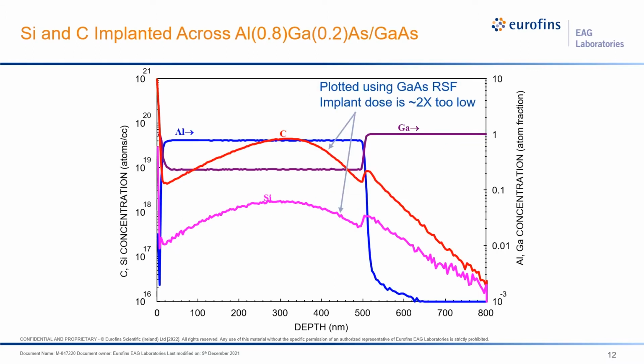Now let's show an example of what happens in actual samples. This is one of those samples that we showed 2 slides ago. It's an 80% AlGaAs implanted with carbon and silicon and tellurium and all that. And in this particular case, we're looking at the carbon and silicon implant. And now we're plotting it in concentration, atoms per cubic centimeter, and it is plotted using a gallium arsenide RSF. When you calculate the dose of this implant, we find that the dose is a factor too low. But we know that from the previous slide, because the sensitivity factor of carbon in AlGaAs is a factor too low.